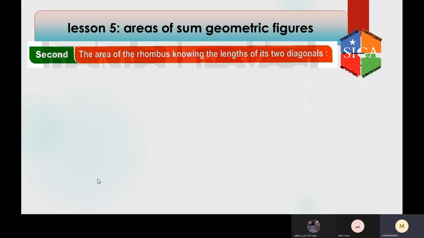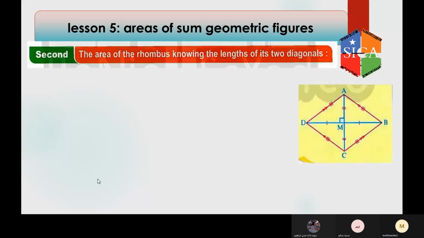The area of the rhombus, knowing the length of its diagonals. Now we can get the area of the rhombus in 2 ways. The first way, by knowing its side length and its height. The second way, knowing the lengths of its 2 diagonals. We know that the diagonals of the rhombus are perpendicular.